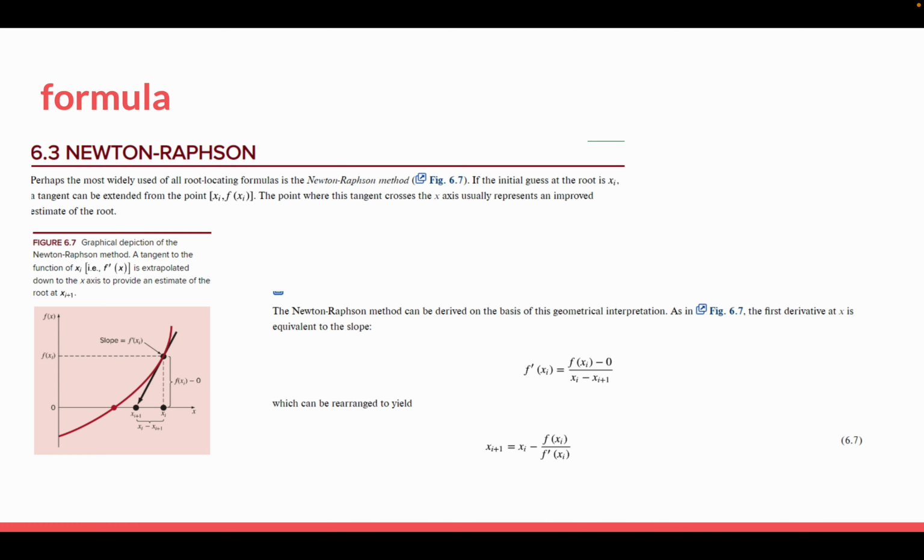The Newton-Raphson method uses the first derivative of a function at a given point. That is set equal to an initial guess, xi, subtracted by the function of x over the function of x's derivative. Repeating this process gives us a more accurate approximation of the function's root.